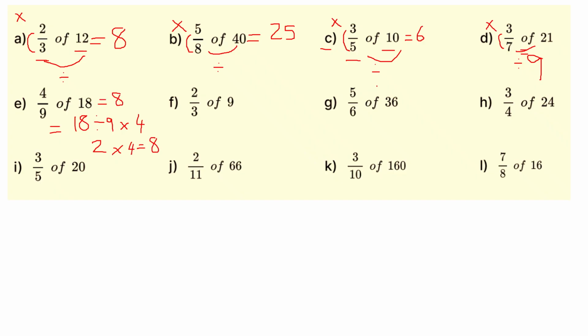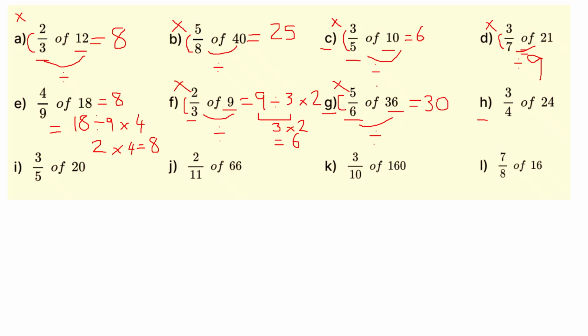Okay, next up, part F, 2/3 of 9. So we do 9 divided by 3, and then we multiply it by 2. So 9 divided by 3 is 3, and 3 times 2 is 6. Part G, 5/6 of 36. So we divide by the bottom and then multiply by the top. So 36 divided by 6 is 6, and 6 times 5 is 30.